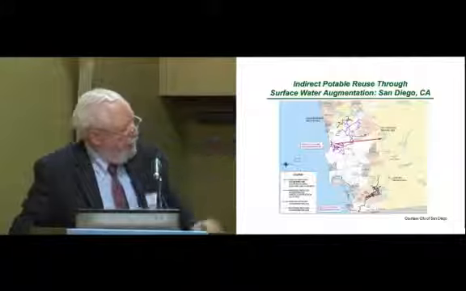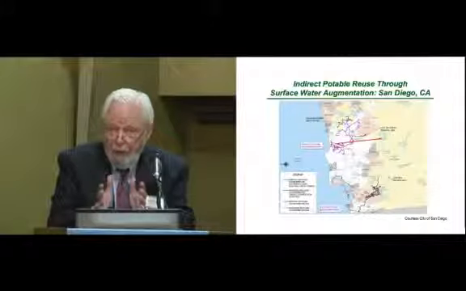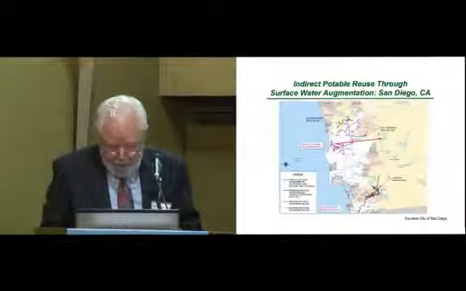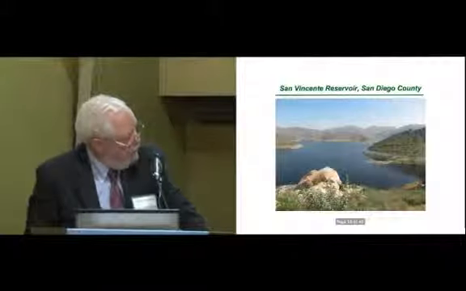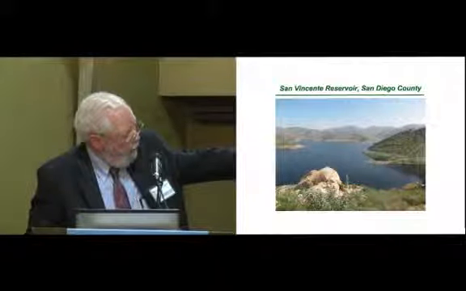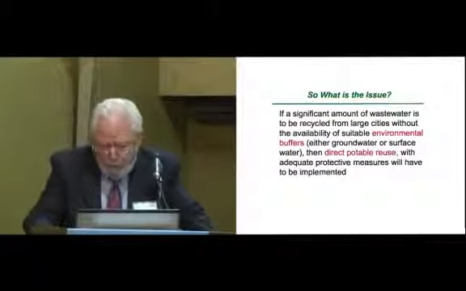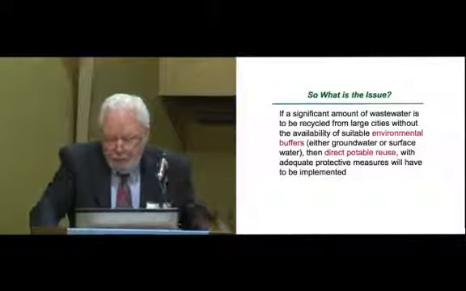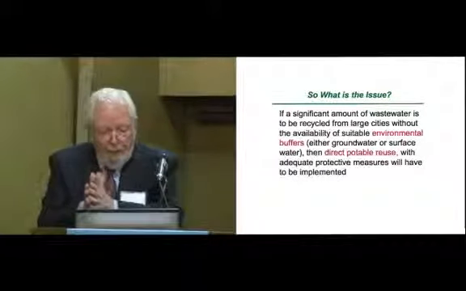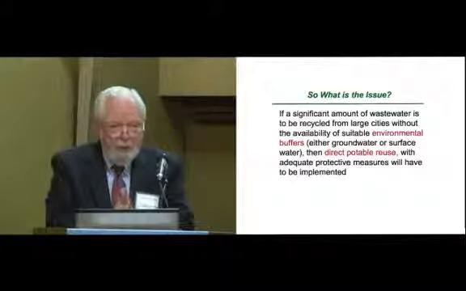Also, that spaghetti only allows about 2 million gallons per day of recycling. If you're really going to do significant amounts of recycling, you've got to have either an environmental buffer or, as we talked, direct potable reuse. Here's the reservoir, San Vicente, and studies have been done that you could imagine this eventually all becoming recycled, purified water. So at this point, what's the issue? The issue is if we're going to recycle significant amounts of water and cities don't have either an environmental buffer, groundwater or surface water storage, then direct potable reuse is the answer.